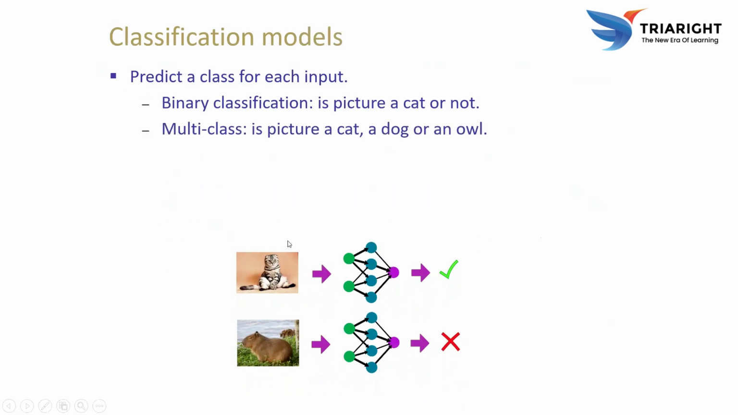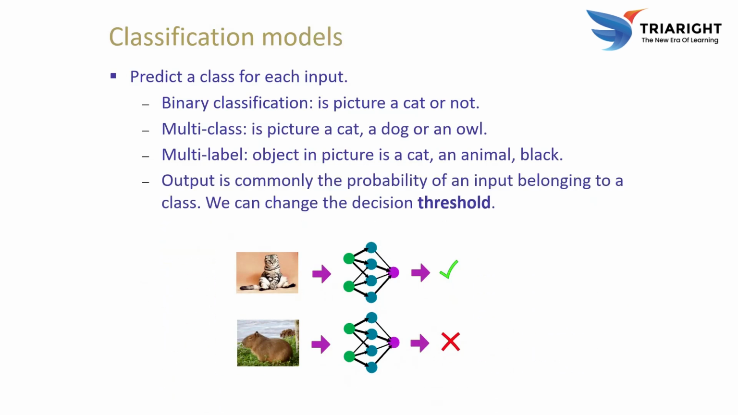Here we have multi-class classification: if a picture is a cat, a dog, or an owl, we classify that. Then there are multi-label objects, where a picture is a cat, an animal, or black. The output is commonly the probability of an input belonging to a class, and the decision threshold can be changed.